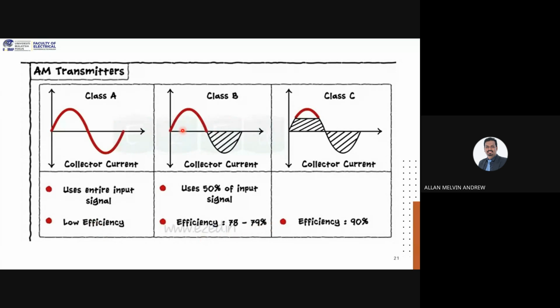So class B only takes a certain portion, maybe the first half or the positive half of the signal. So it will be 50% of the input. The other 50% down here, the negative, will be removed. So when you're transmitting it, the efficiency will be around 78 to 79 percent, much higher than class A. And class C, you're only taking a certain portion of the signal which has the information. So you only amplify this and you transmit it.